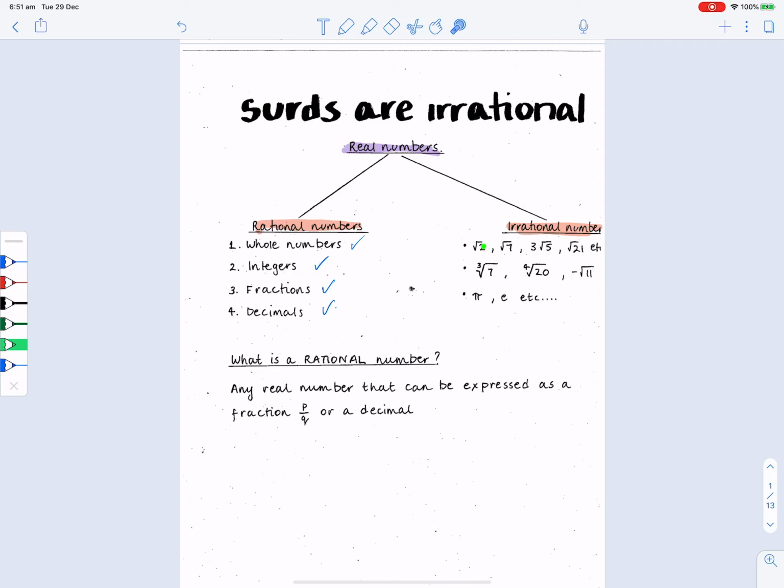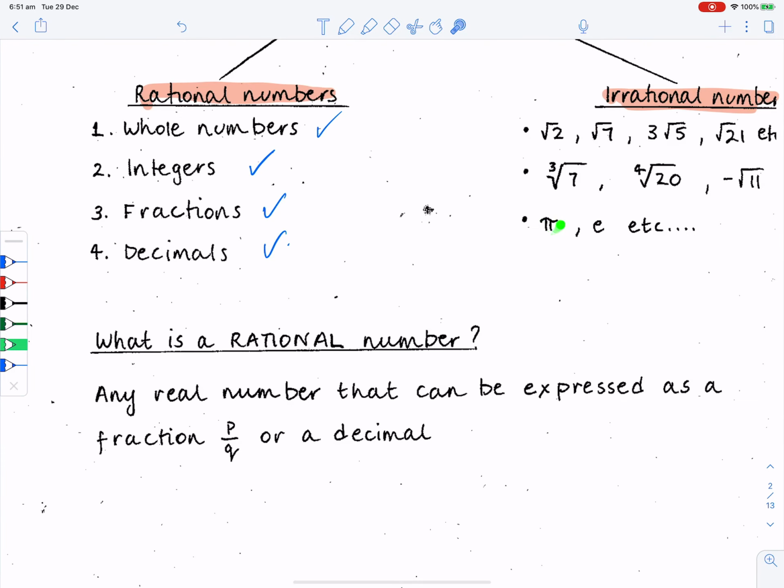You see all these surds, root 2, root 7, 3 root 5, root 21, they're irrational. These are also irrational. And pi is irrational as well, as is e. e is something that you will focus on later on in mathematics and in more advanced years. But, I mean, students have asked me in the past, pi can be expressed as 22 over 7.